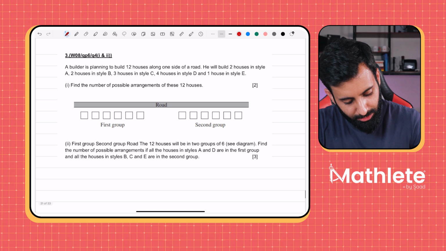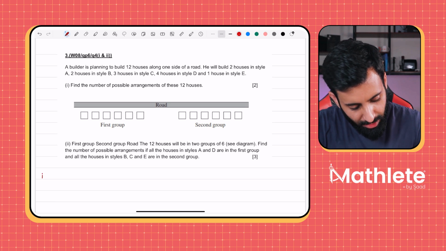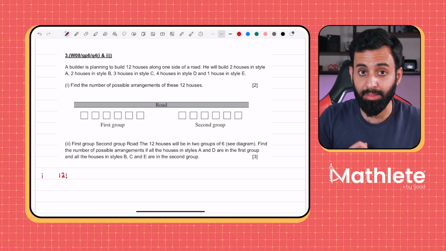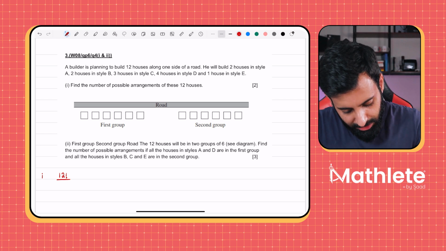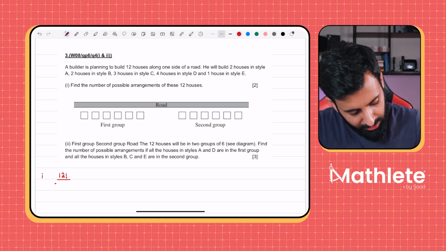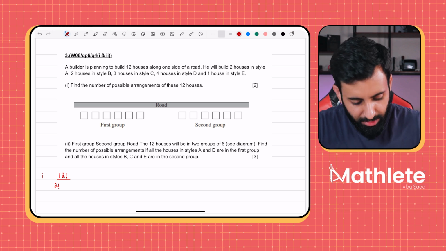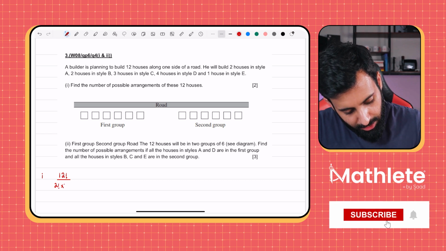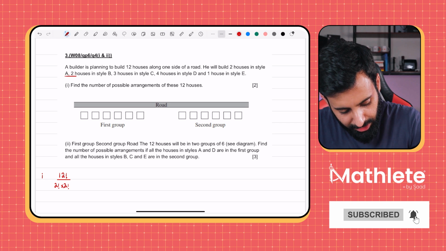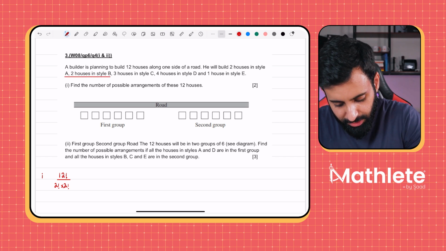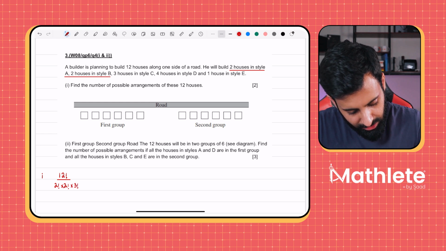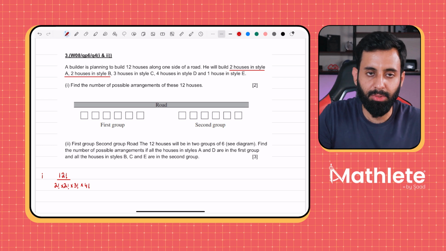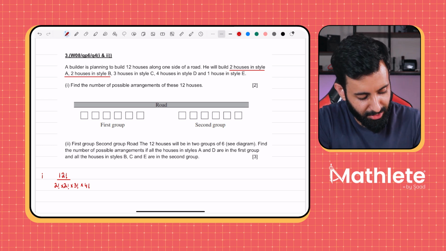Okay, so first part, very simple. We have 12 houses, but not all 12 of them are unique. There are some identical ones as well. So let's consider those. There are 2 houses that are going to be in style A, so we need to divide by 2 factorial. 2 houses in style B. Make sure you're reading the question carefully. So we've considered 2 houses in style A and in style B. Now there will be 3 houses in style C, 4 houses in style D, and that's it. You could go ahead and divide by 1 factorial, but that's really not going to make a difference.